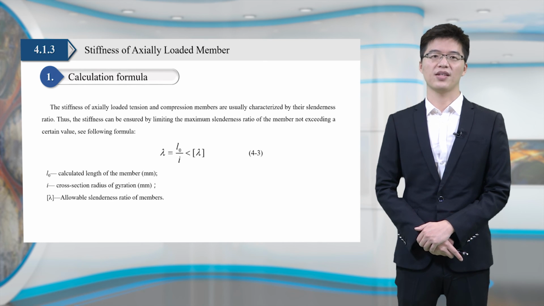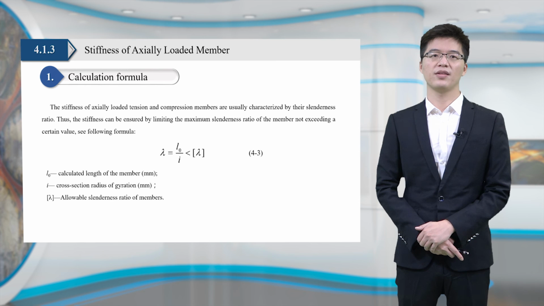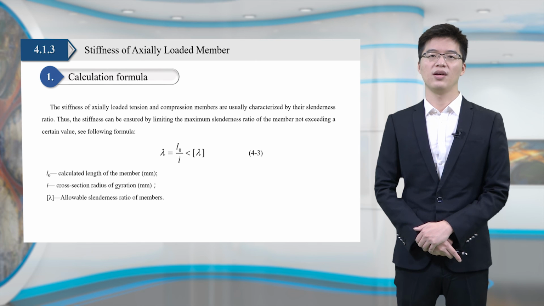Thus, the stiffness can be ensured by limiting the maximum slenderness ratio of the member not exceeding a certain value, say equation 3. In equation 3, L0 is the calculated length of the member, and i is the radius of gyration. Lambda in square brackets is the allowable slenderness ratio of the member. The allowable slenderness ratios of tension members and compression members are given in the code for design of steel structures.